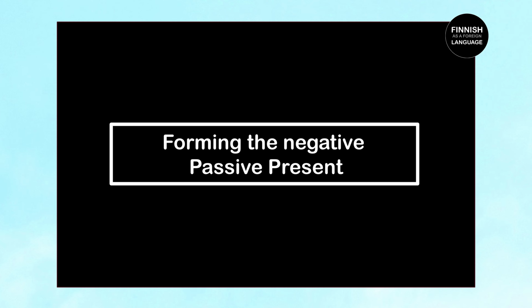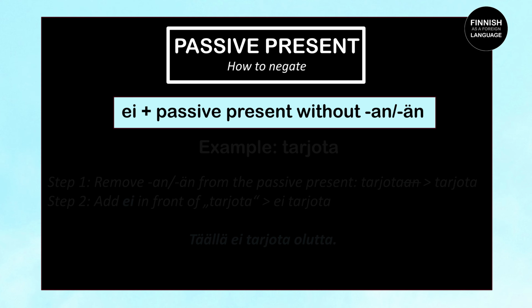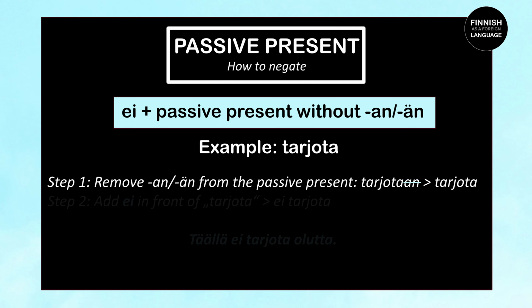Alright, we move on to chapter 4, how to form the negative passive present. Here the structure is ei plus passive present but without the an or en. Let's take as an example the verb tarjota, which means to serve or to offer. In the first step, we have to remove either an or en, depending on the vowel harmony, from the passive present. So, the passive present of tarjota is tarjotaan. Now we have to remove the an ending and we get tarjota. Then in the second step, we add ei in front of tarjota and we receive ei tarjota. Ei tarjota. This is our negative passive present.